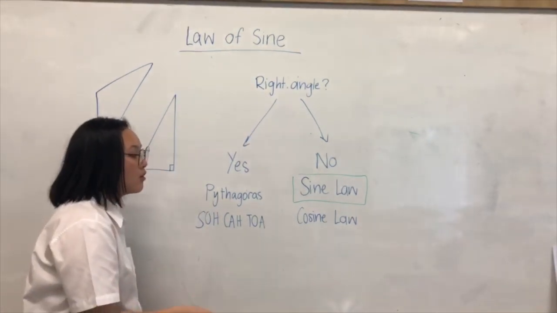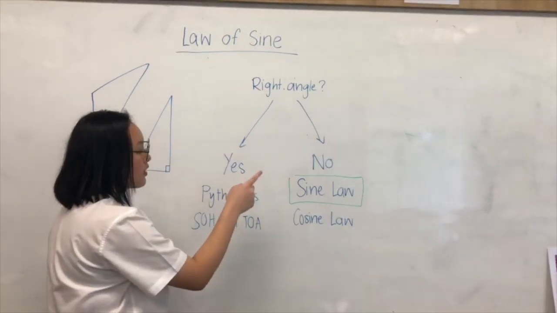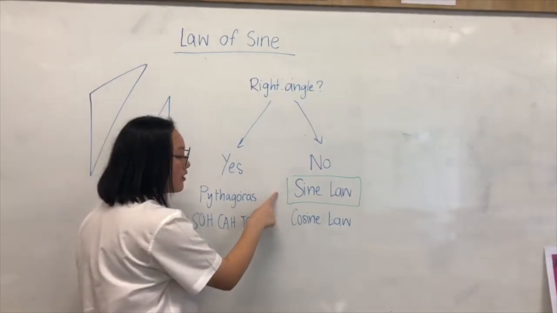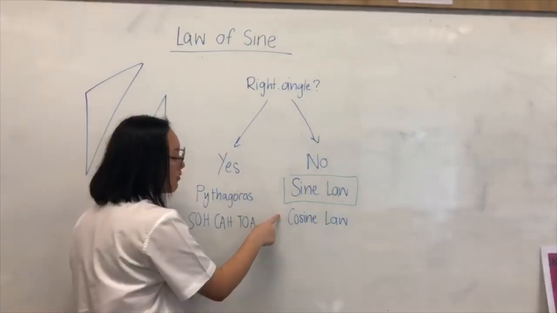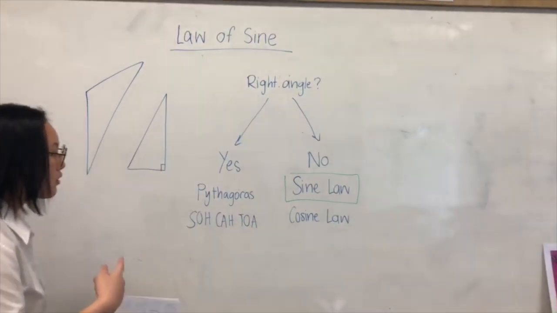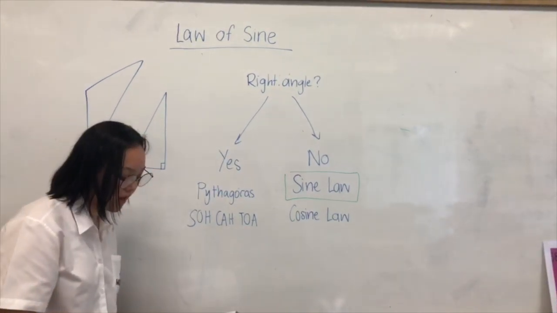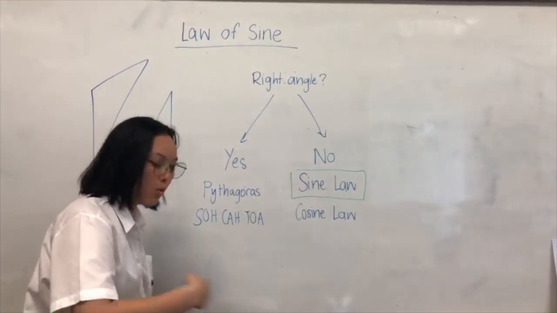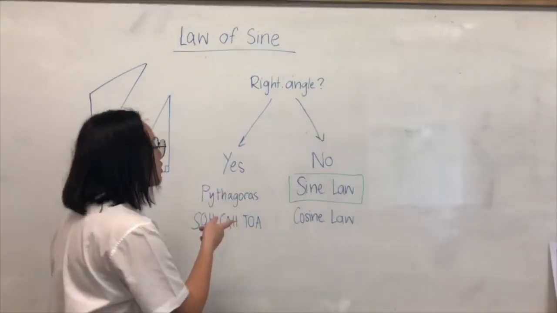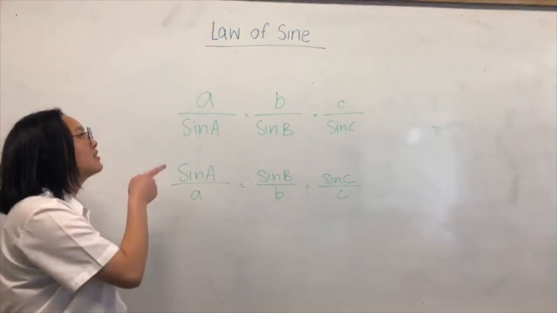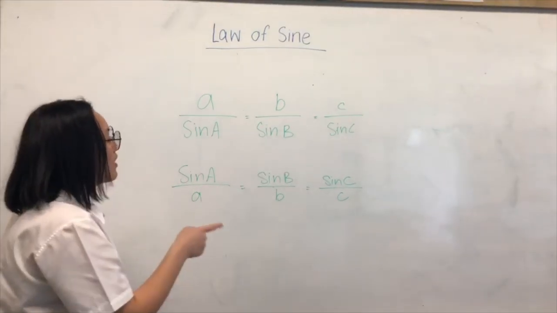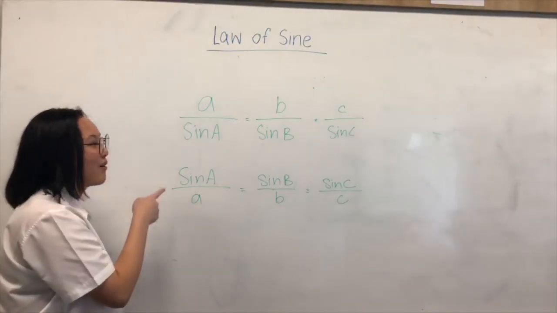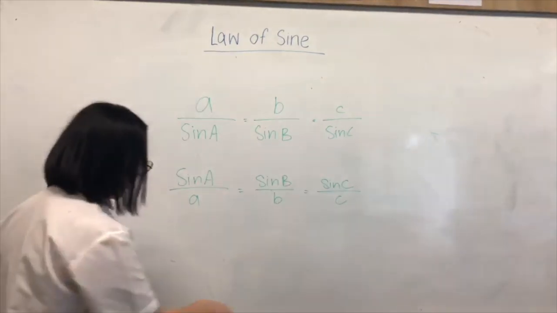But if not, you must consider whether the triangle meets the conditions for the law of sines or the law of cosines. For the law of sines, if the triangle is given one side and two angles, you can use the law of sines. And there are two forms of the law of sines. So we will prove how these two forms are connected together.